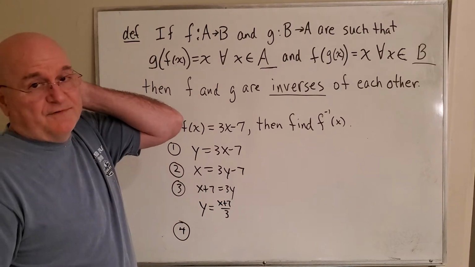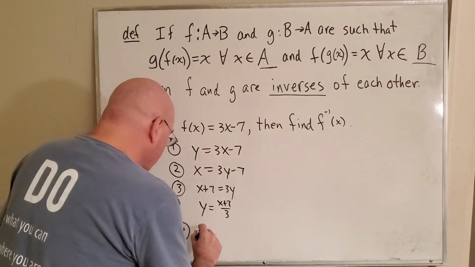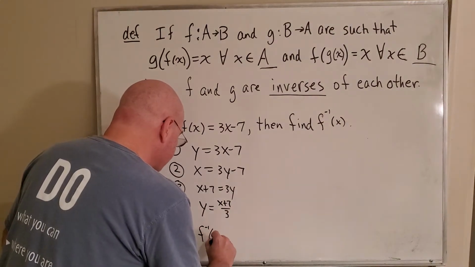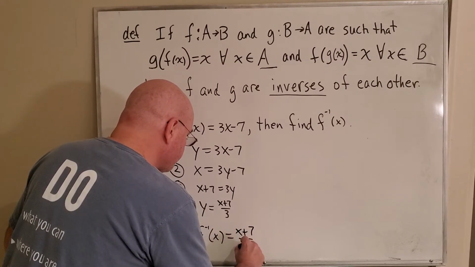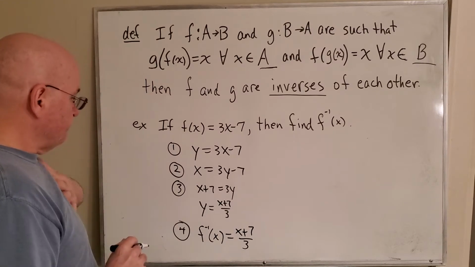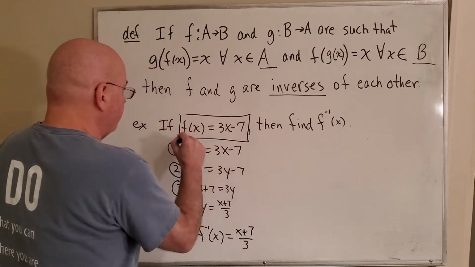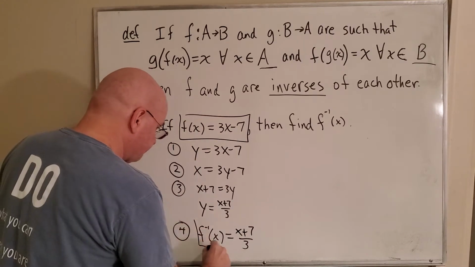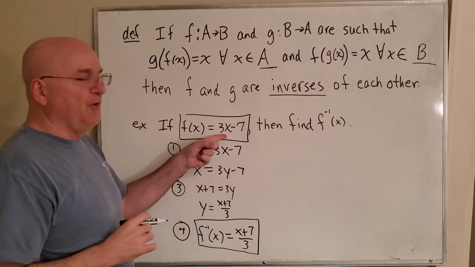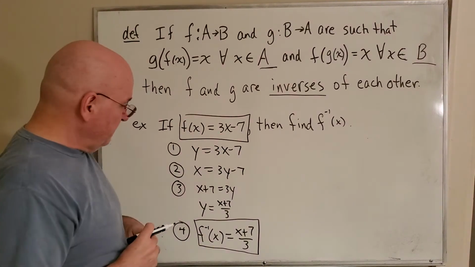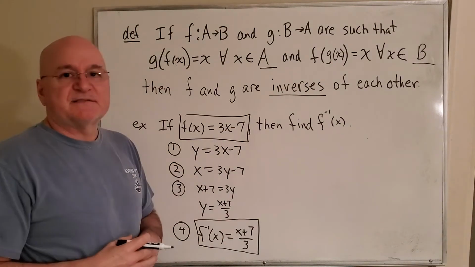And then step 4, again, another no-brainer. Just replace y with f inverse of x. So we found it. If this is your given function f, this is f inverse. And it kind of makes sense. Notice you're multiplying something by 3 here. Here you're dividing by a 3. Here you've got a minus 7. There you've got a plus 7.